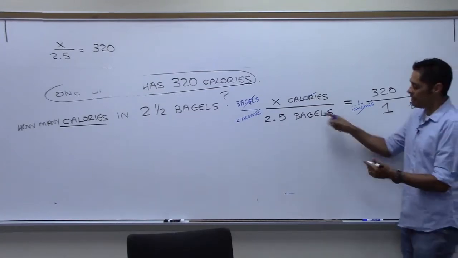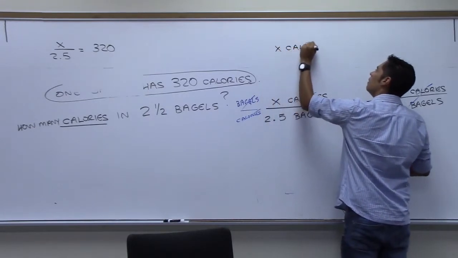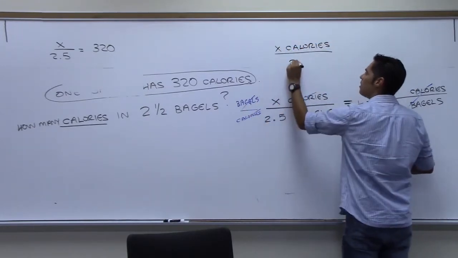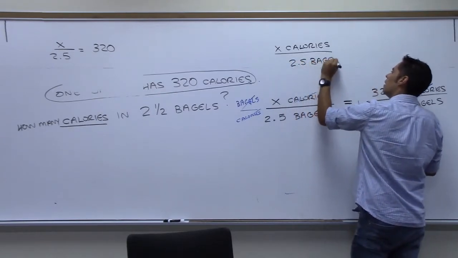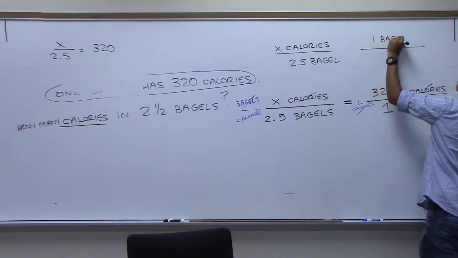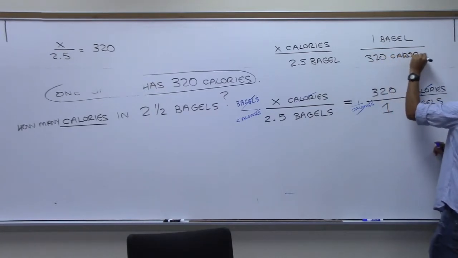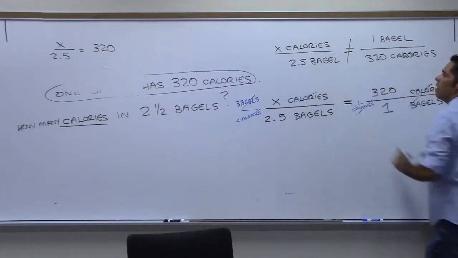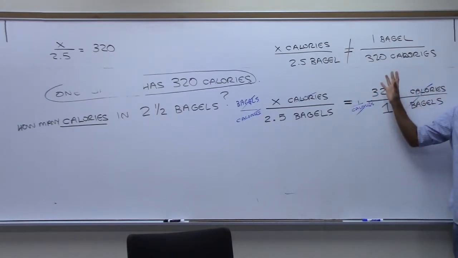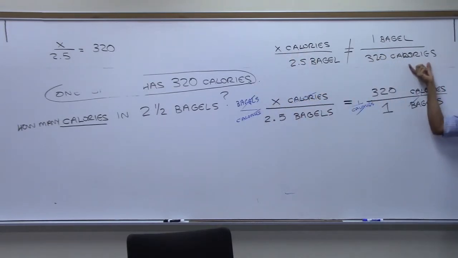That's why it's important that when we set this up, we were looking for calories, so I put calories on top. And I put how many bagels there were. It would be incorrect for me to do this: 1 bagel and 320 calories. Do you see that if you do it this way, this is not right? Do you see that you cannot get the units to cancel? If I try and get rid of calories, I divide by calories here. If I divide by calories here, I create like a calories squared almost. And so the units can't be canceled. All right?